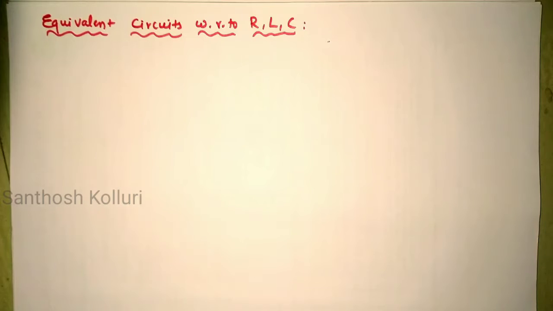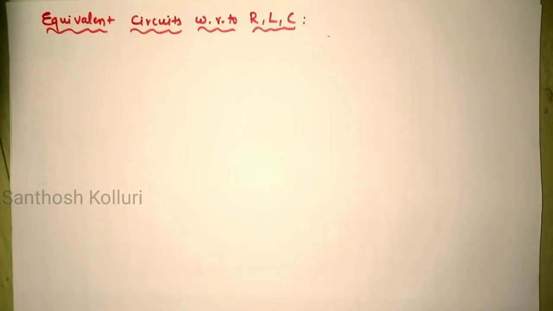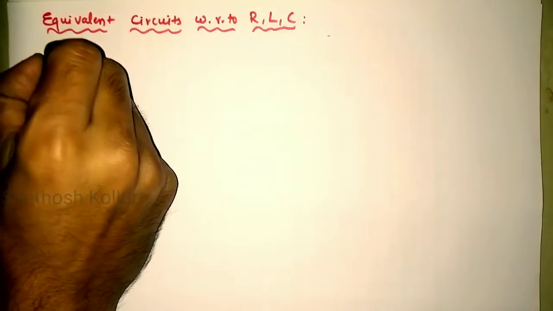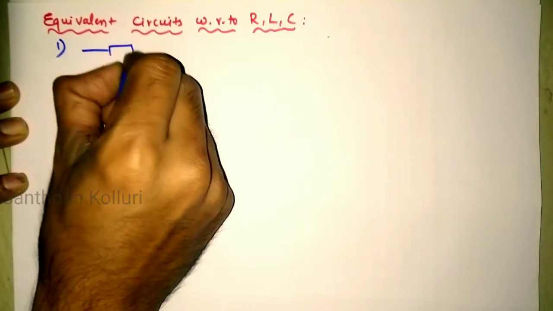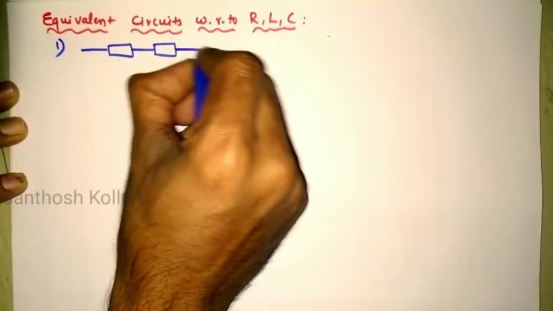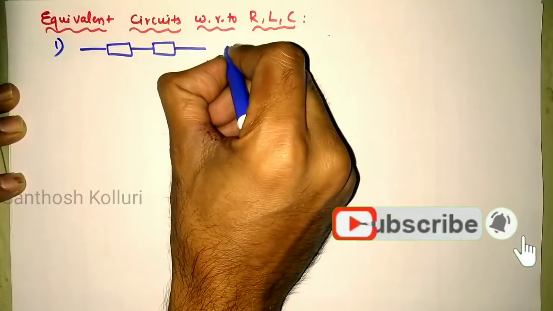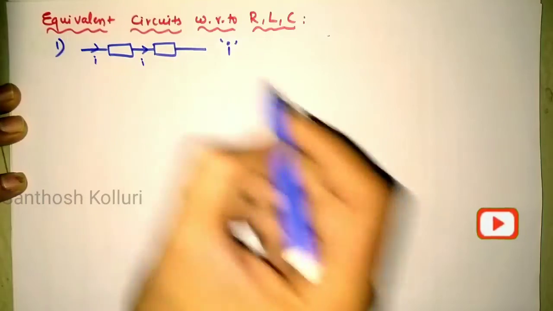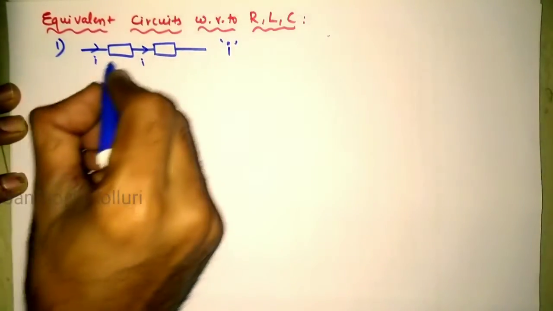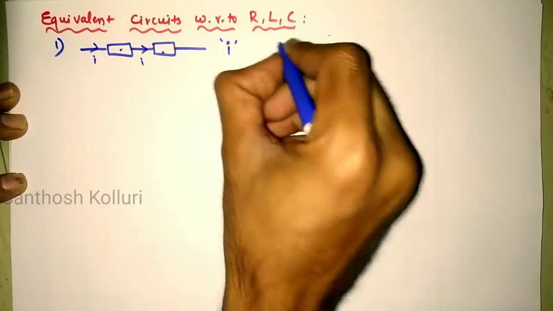So next topic is equivalent circuits with respect to the passive elements RLC. Before writing these equivalent circuits, we need to understand first, when two elements are connected in series, the current is the same. Current flowing through the series elements is the same. That is the first point to be noted. Whenever two elements are connected in series, the current flowing through the two elements is the same.